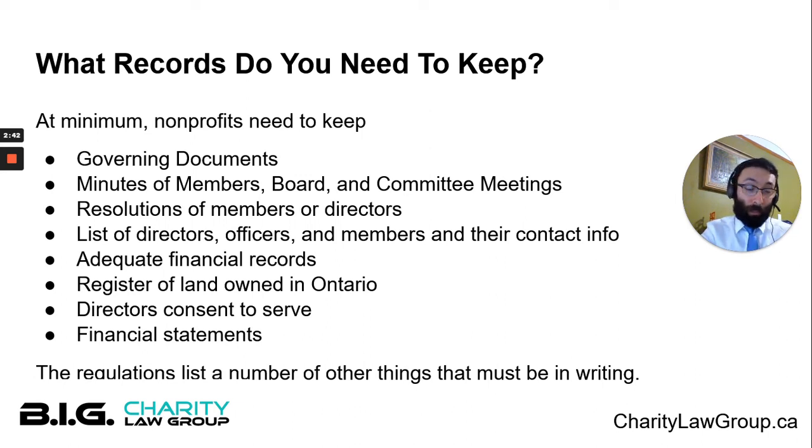If you own any land in Ontario, then you need to keep a register of that land, so some basic information about the land specified in the Act. You need to keep a record of the consents that you got from the directors, so when they wrote down in writing that they agreed to serve as directors. And finally, you need to keep your financial statements. These are the main things specified in Ontario Not-for-Profit Corporations Act that basically every nonprofit is going to need to keep, but the regulations list a number of other things that might apply to you where you need to keep it in writing.